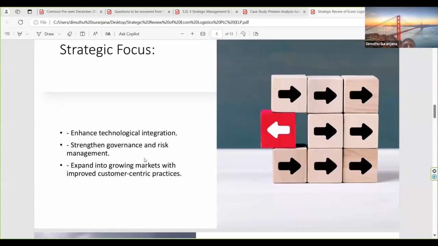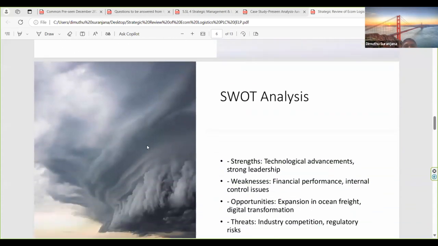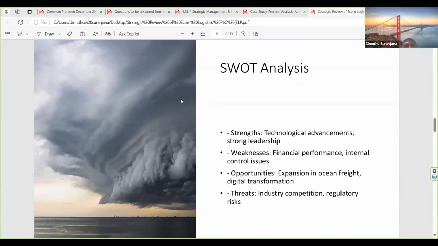Then study focus, so they only focus on technical integrations. And they want to strengthen governance and risk management. So they want to expand their business into growing markets with improved customer-centric practices. Then you can do a SWOT analysis also. It's a very brief SWOT analysis.